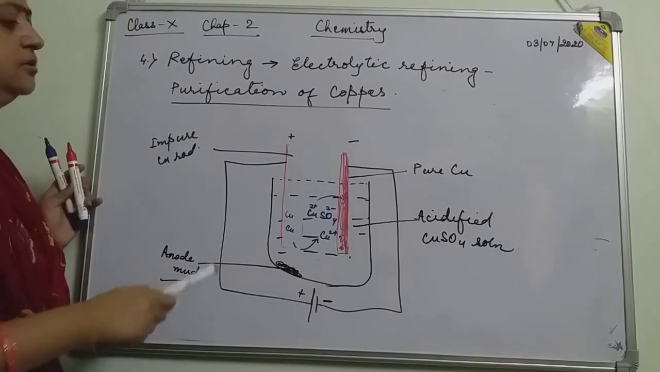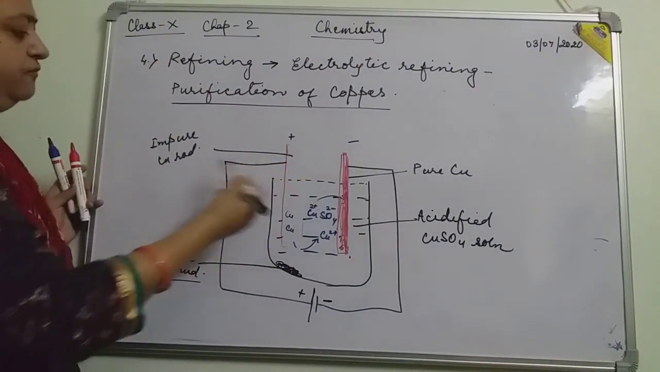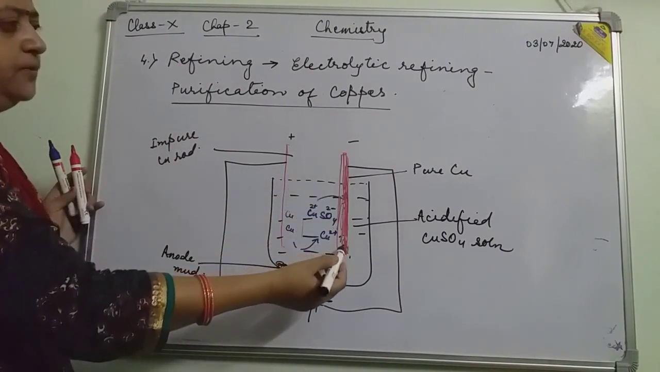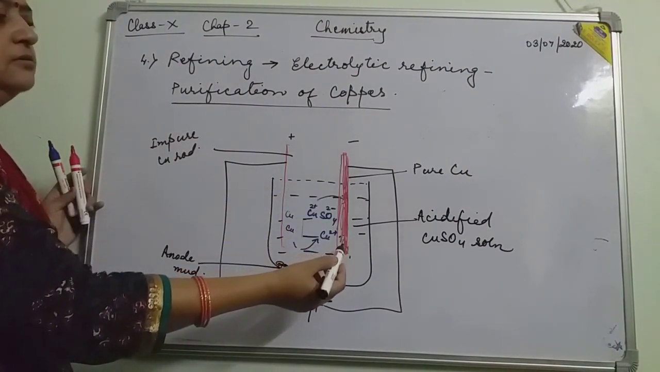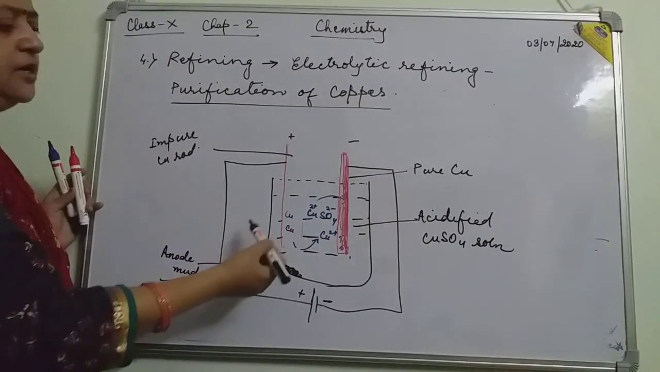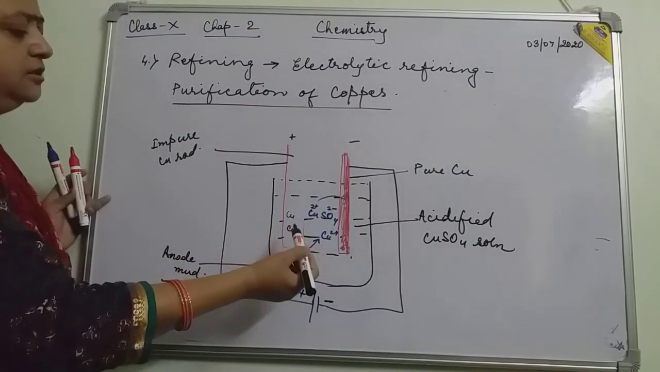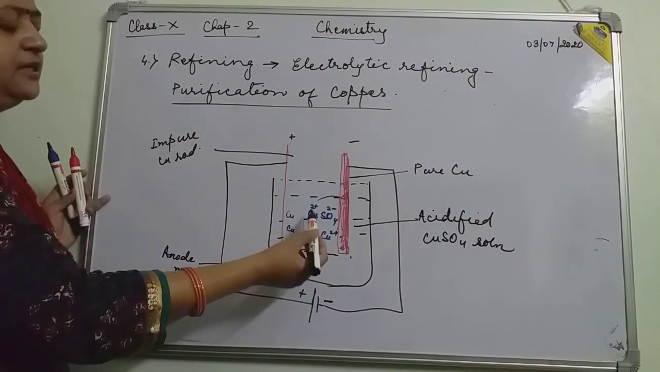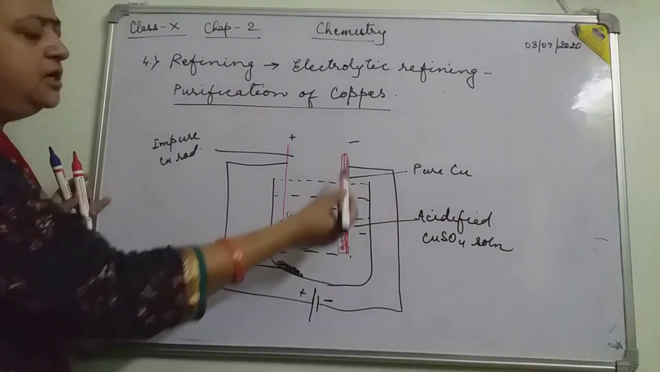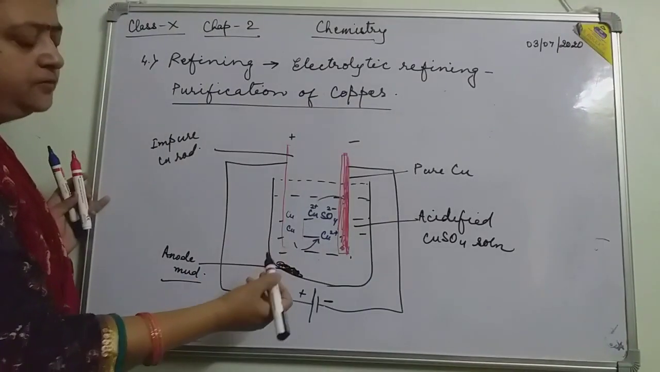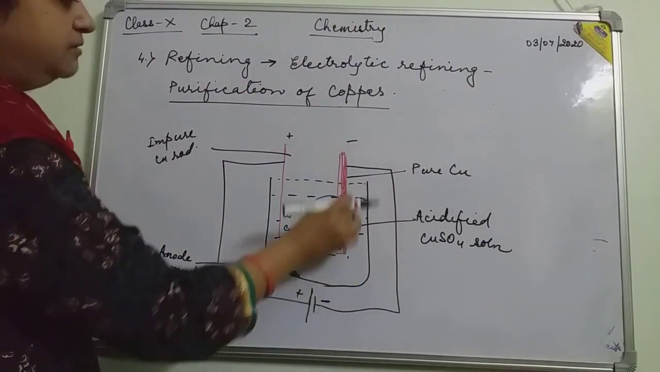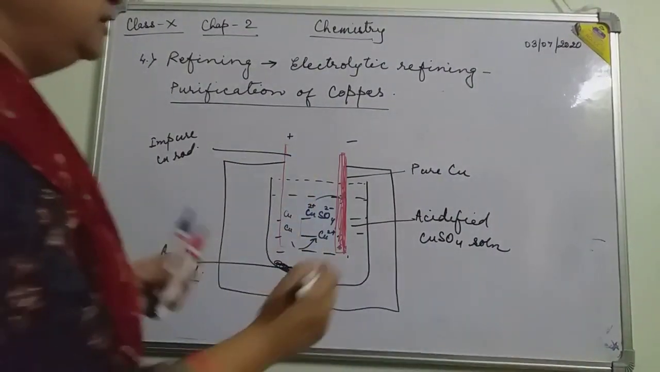So this is the whole process. I repeat. A thick rod of impure copper is taken as anode, and a thin rod of copper is taken as cathode. And when electricity is passed through these electrodes, copper sulfate breaks and copper moves towards the thin rod, the cathode. And after some time, this rod becomes thicker and this becomes thinner.